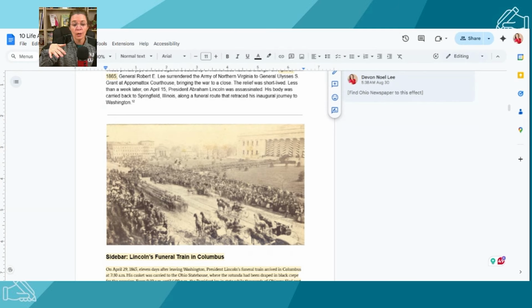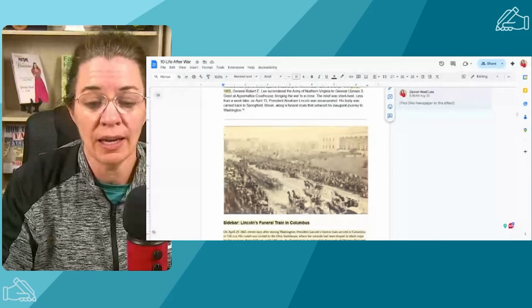Columbus, Ohio. Now, one of the reasons why I chose to include this is because William left from the Columbus station and went off to serve in his unit, the Company K 133rd that I've written about, or that I talked about on the main channel. And so I went ahead and incorporated this story about Lincoln's body going on that train because he went through that same station.